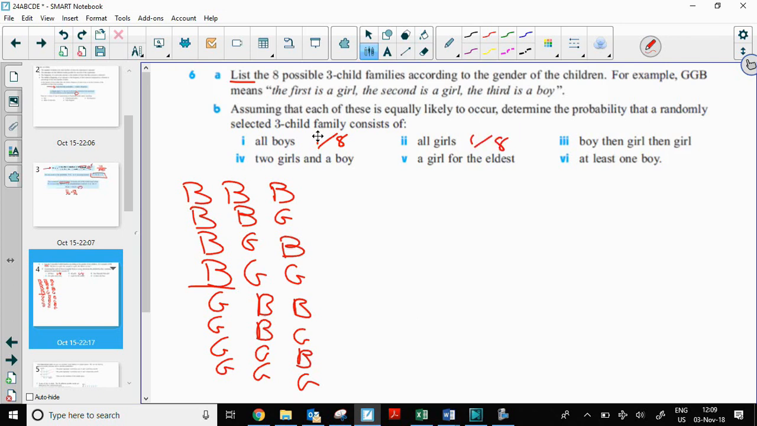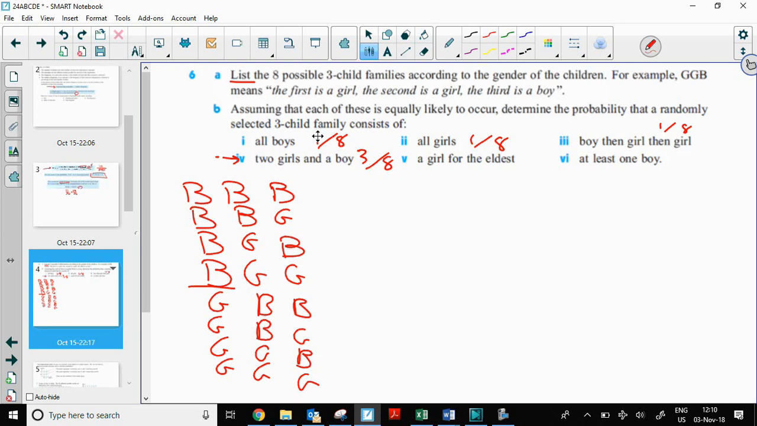Boy, then girl, then girl. There's only one possible way to do that. That's a very specific permutation. 2 girls and a boy. Now this one here doesn't have order, right? So that's slightly different than option 3. 2 girls and a boy, there's actually 3 of those.